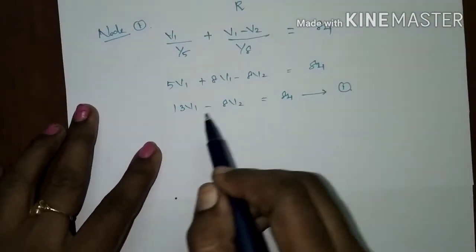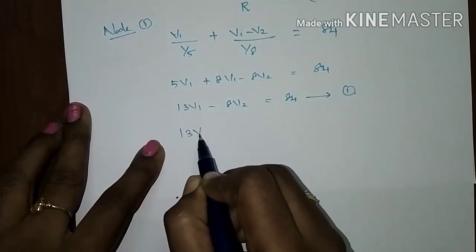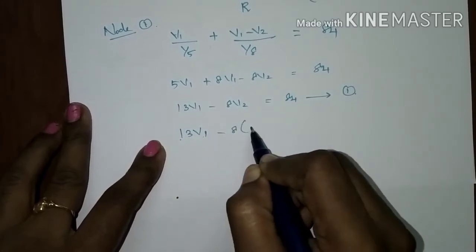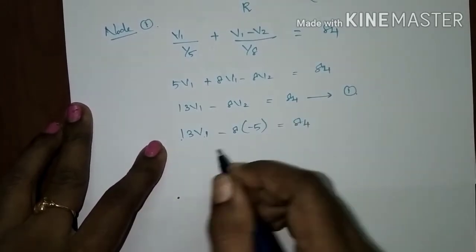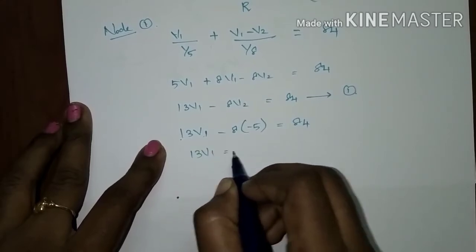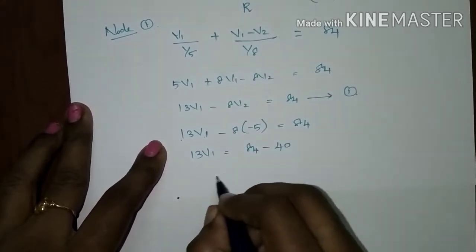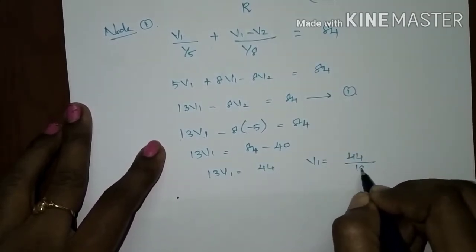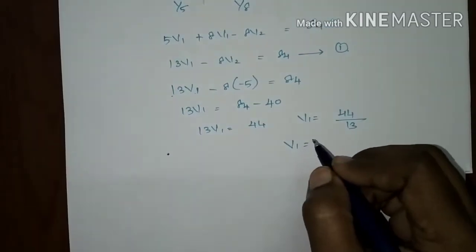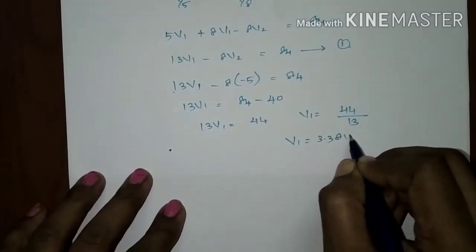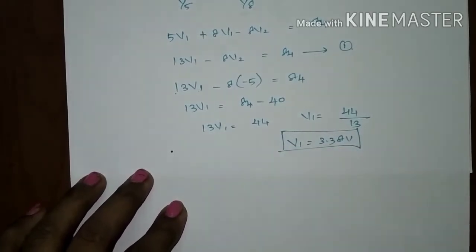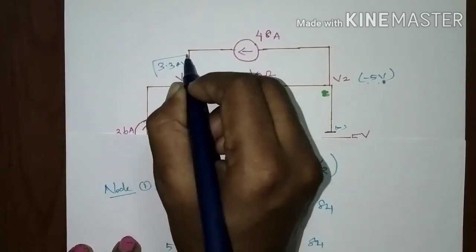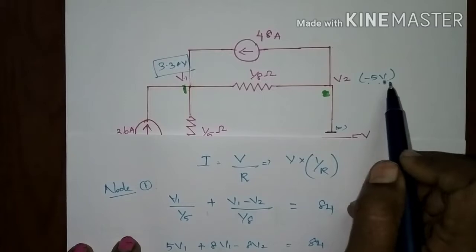If you substitute this in node equation 1, 13V1 minus 8V2, with V2 equal to minus 5, is equal to 84. So 13V1 is equal to 84 minus 40, so 13V1 is equal to 44. Your V1 is equal to 44 divided by 13, which is 3.38 volt. So the value of V1 is 3.38 volt and V2 is minus 5 volt.